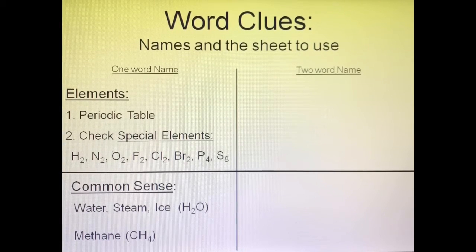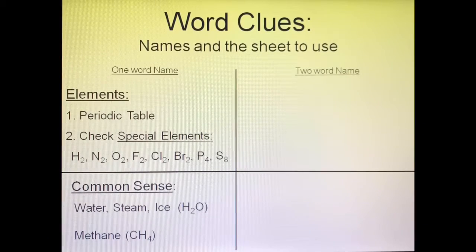So for any one-word name, most of the time use your periodic table, look for the element on the periodic table, and check whether it's a special element. If it's not, just write the symbol for that element as you see it on the periodic table, or if it is a special element, use the element or the formula off that special element list.